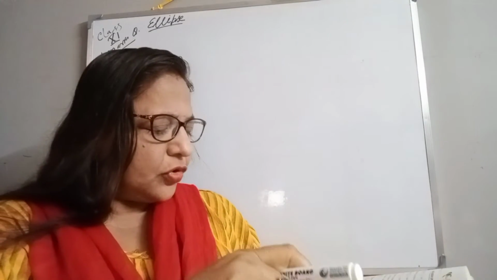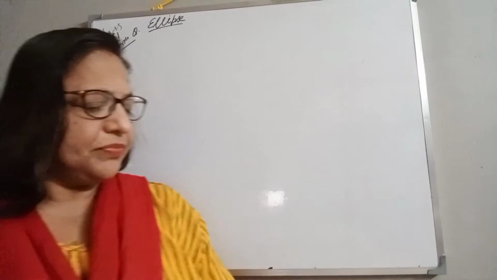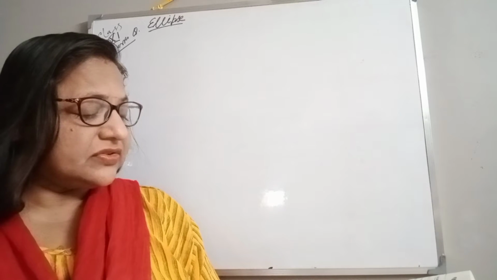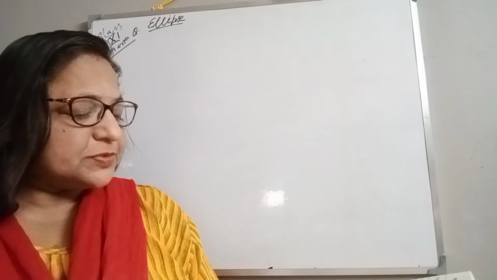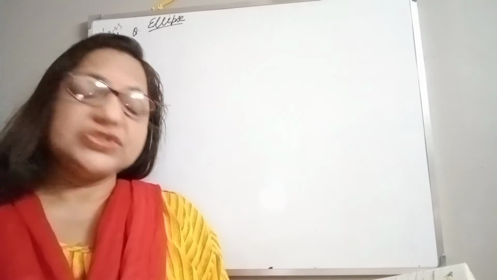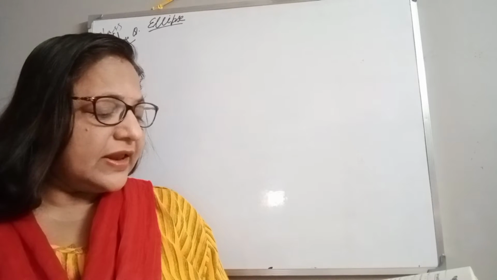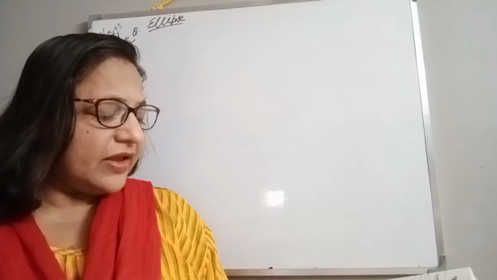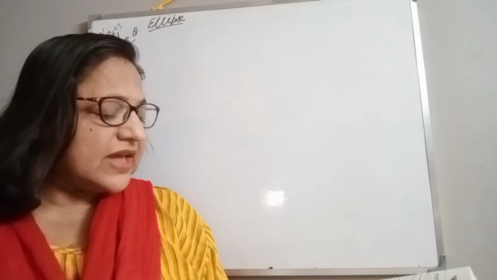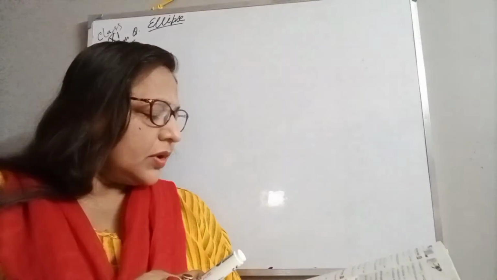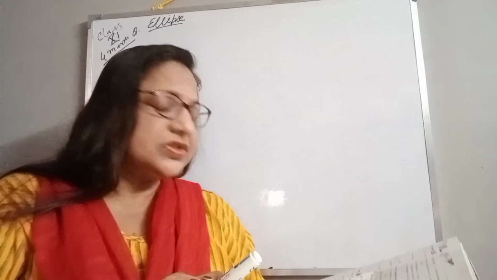Now, question number 4, part 1. Find the lengths of the axis of the ellipse whose eccentricity is 3 by 5 and the distance between the focus and directrix is equal to 16. We have to find the lengths of the axis of the ellipse.